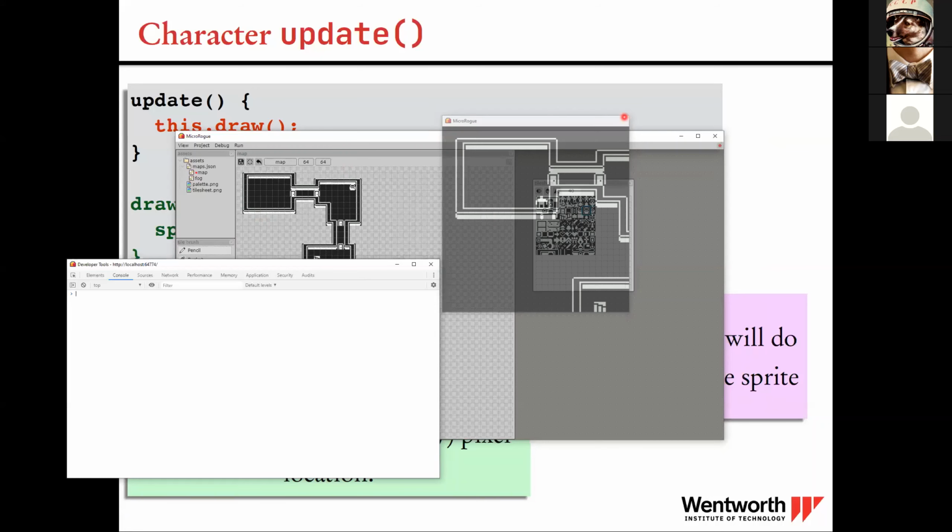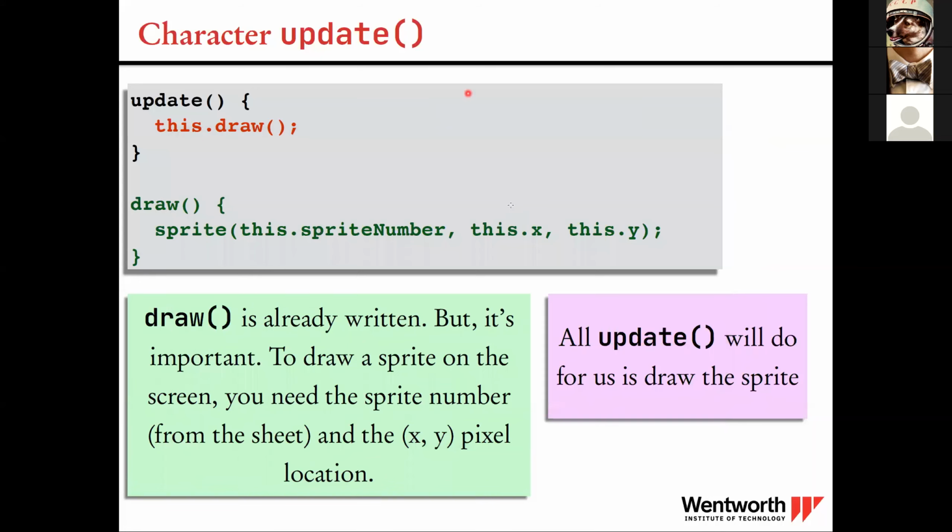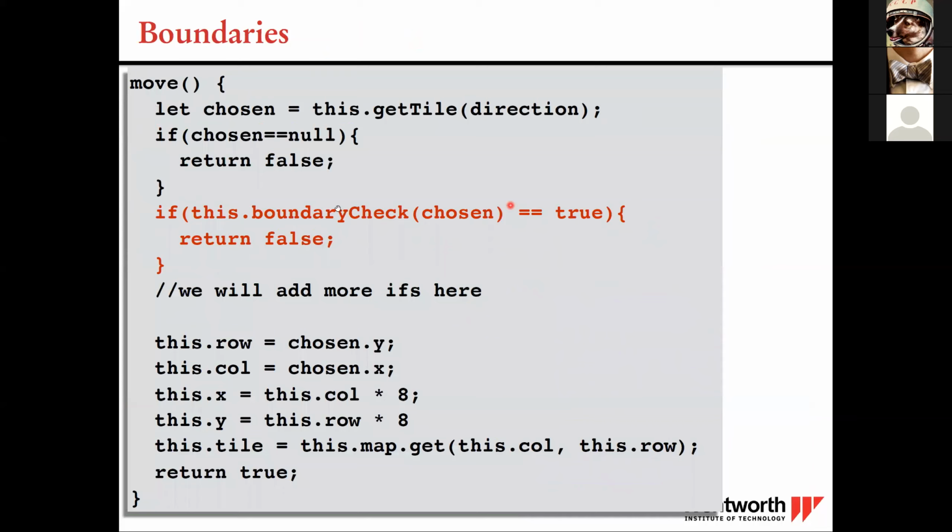So I'm going to close out here and head back to the slides. This is our move function inside of our character class. Here's all the get tile stuff, the if chosen is null, and here's the actual updating stuff. We're going to check if the chosen tile is a boundary tile by calling this boundary check method. This is one that I already wrote for you. It basically just loops through that array that we wrote and checks to see if the tile I'm trying to move to is actually a boundary tile.